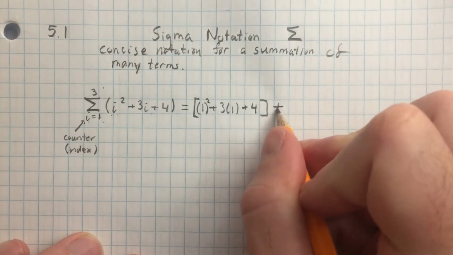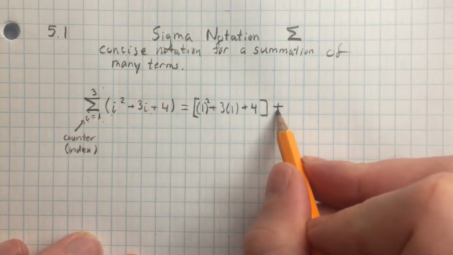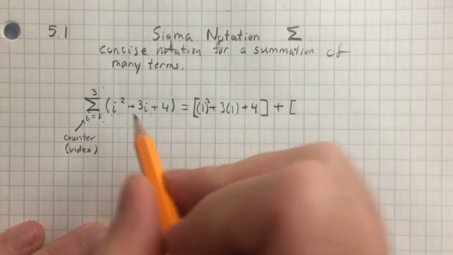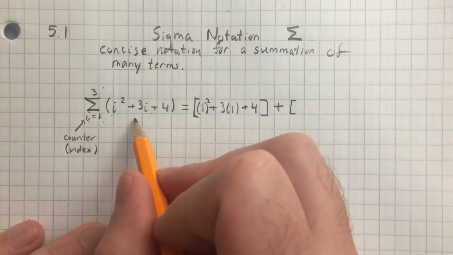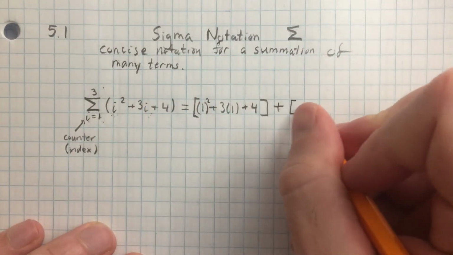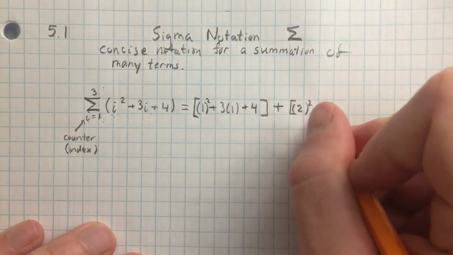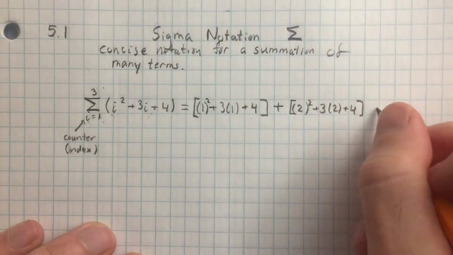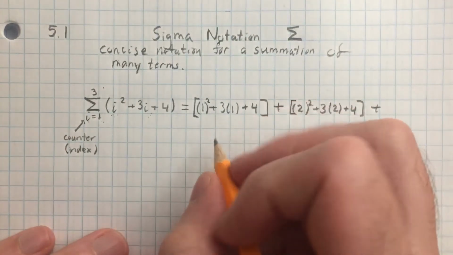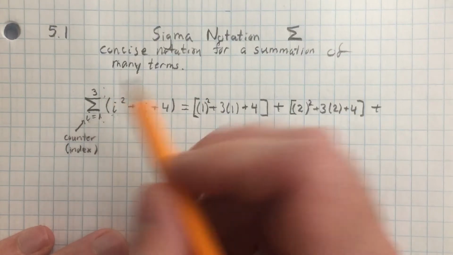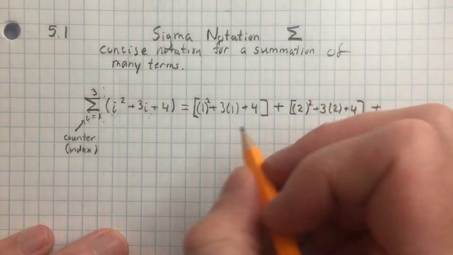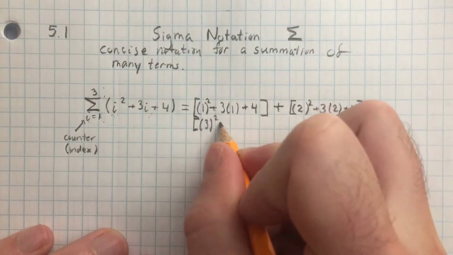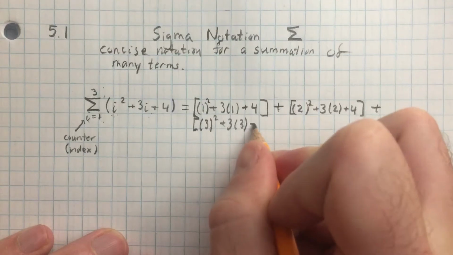So terms means I'm adding. So the summation now tells me I'm adding, right, the second term. The second term will be the exact same expression, but now i will be the value 2 instead of 1. Okay? And we'll end with 3. So 2 squared plus 3 times 2 plus 4. Plus the third term, which is the last term in this case, at the end of the counter here. So we will have the same expression with 3 plugged in, 3 squared plus 3 times 3 plus 4.